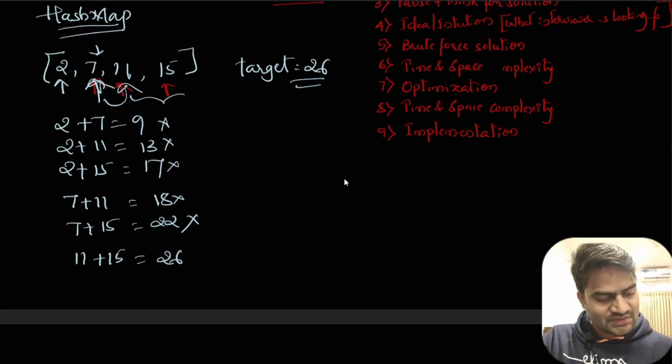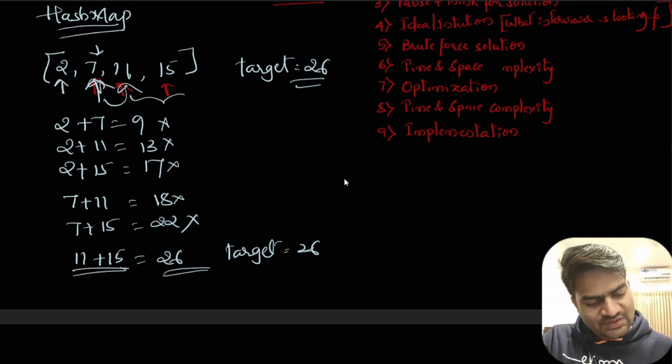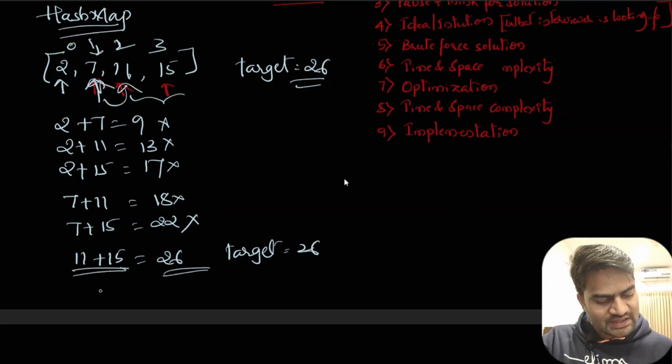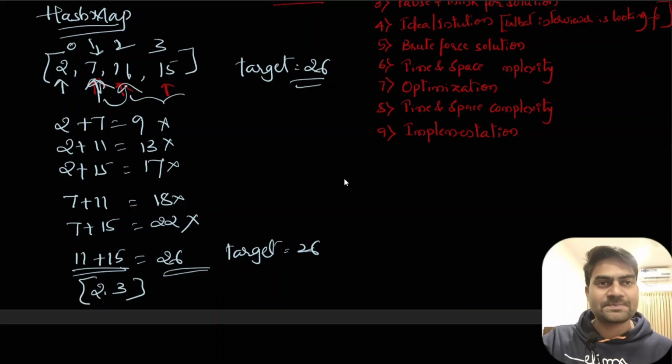Correct, right? So if this is the case, my target will be 26, and I can return these two indexes. Basically this is 0, 1, 2 and 3, so I can return 2, 3. This is how, with brute force, we will try to find the target.